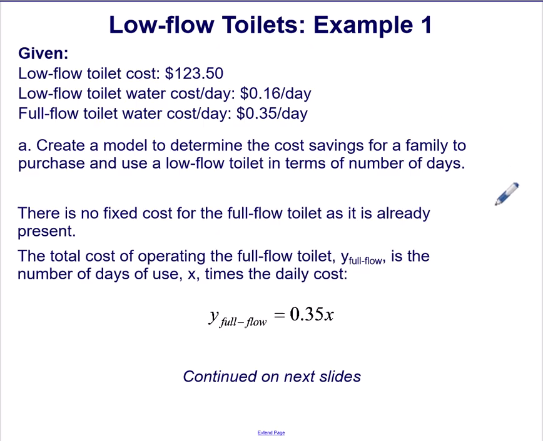We're going to do the same thing for the full flush toilet. So there is no fixed cost for the full flow toilet. It's already in the present. The total cost of operating the full flow toilet, which we'll designate with the variable y with the subscript full flow, is the number of days of use, which we'll designate with the variable x, times the daily cost. So y with the subscript full flow is equal to 0.35x.